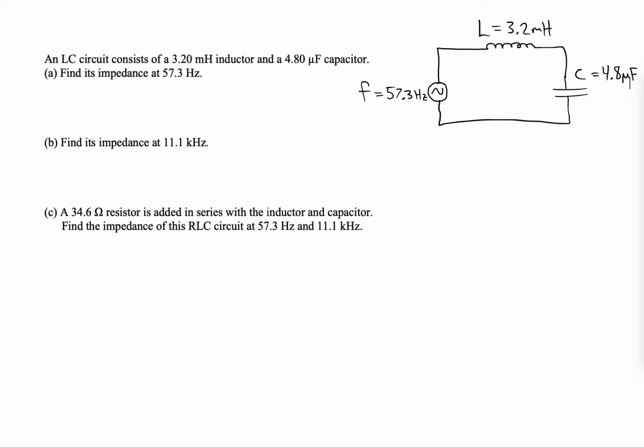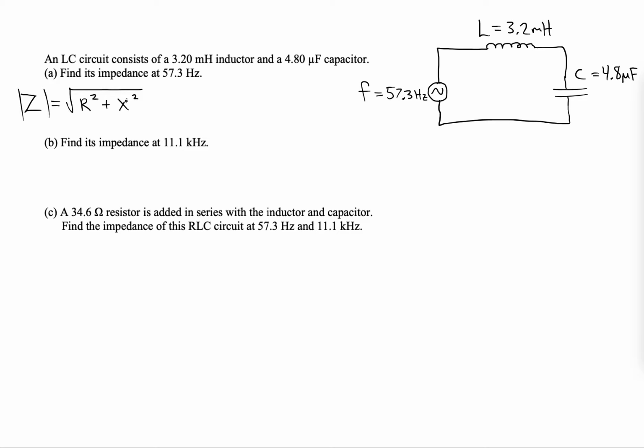Alright, we want to find the impedance at 57.3 hertz. So one option would be to use this formula, which says Z equals the square root of R squared plus X squared. That's going to give you the magnitude of the impedance. But we know here the resistance is 0.